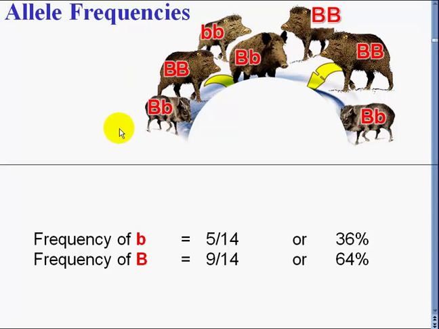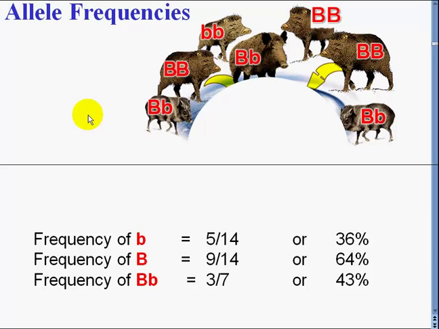Let's say I want to know the frequency of heterozygotes. Here's one heterozygote, 2, 3. Out of a total of 1, 2, 3, 4, 5, 6, 7 individual organisms. So 3 out of 7 gives me 43% heterozygotes. Note that in order to find the genotype, I take the number out of the total individuals, because you need an entire individual to have a genotype.